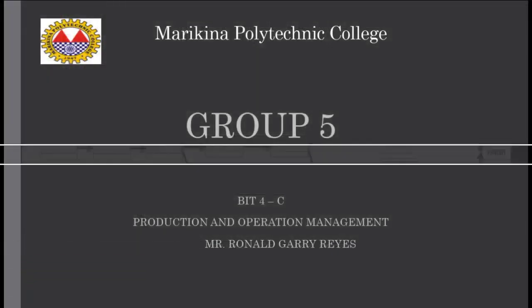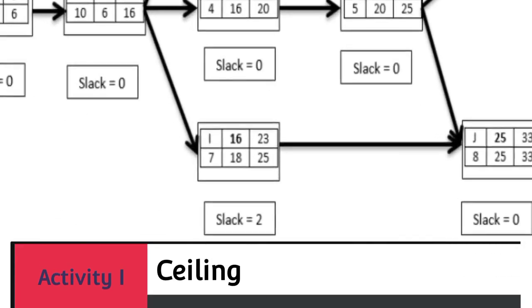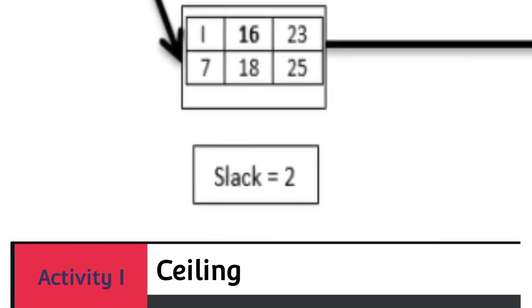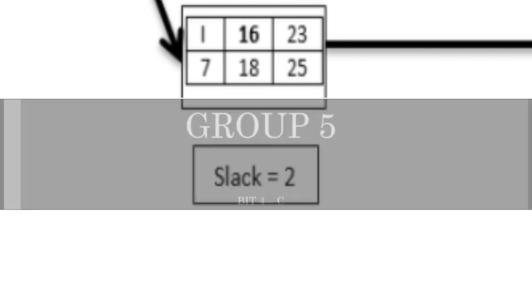Next, the ceiling, which has an estimated time of 7 days, an early start of day 16, a late start of day 18, an early finish of day 23, and a late finish of day 25. The activity was not critical for having a slack of 2 days.